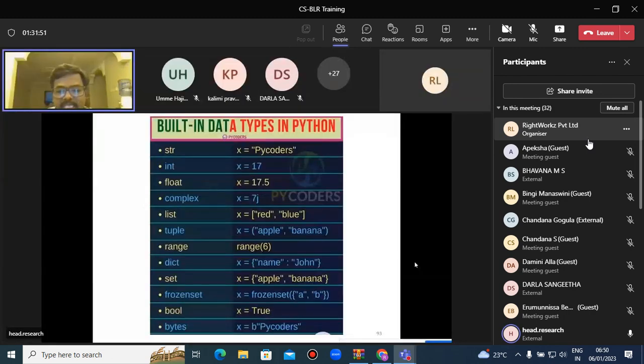It's called a dictionary. A set is a collection of items within curly braces. Frozenset: x is equal to frozenset of a comma b. Once you declare it, you cannot change it. That's why it is called immutable. Bool: x is equal to True. Bytes: x is equal to bytes. This is a Python cheat sheet.